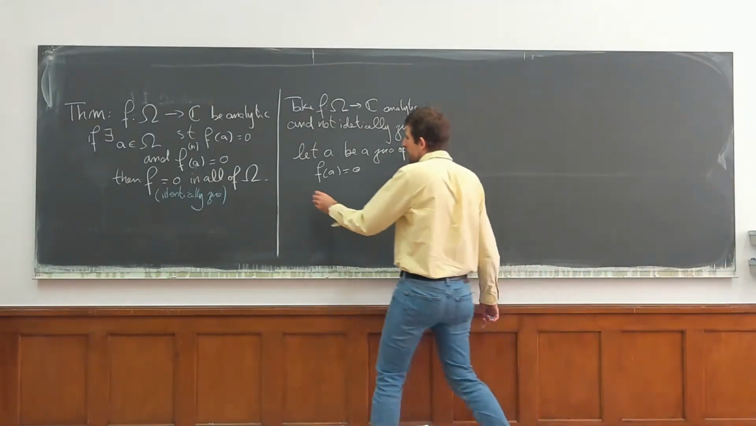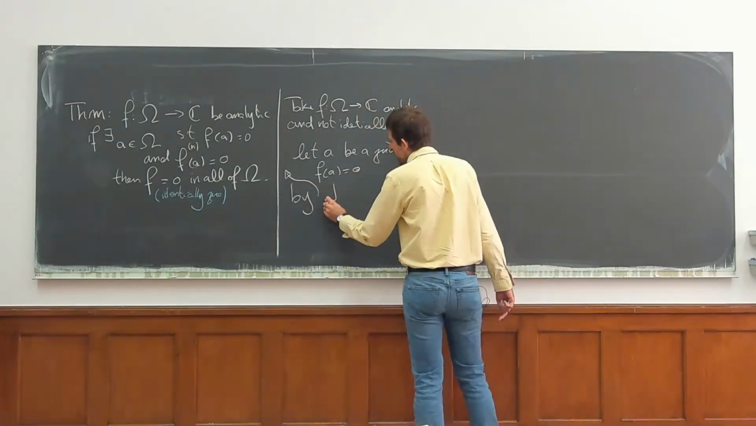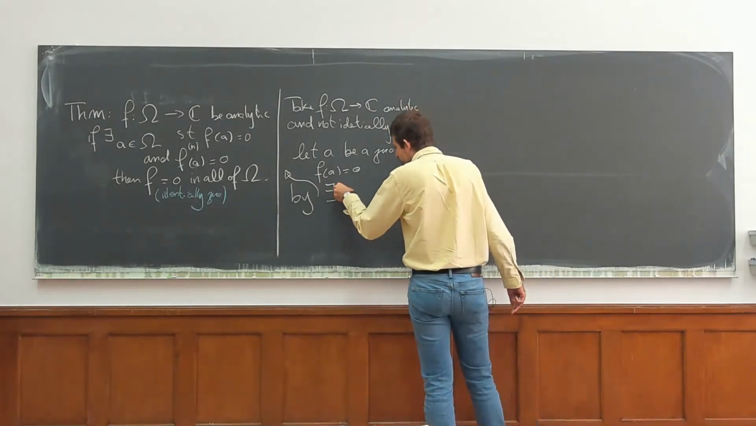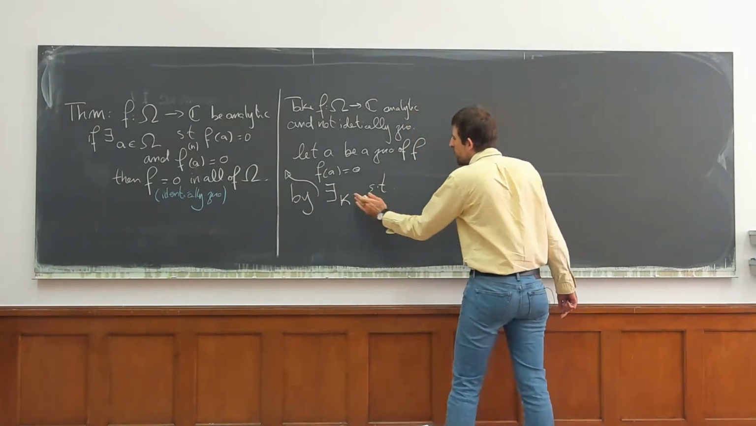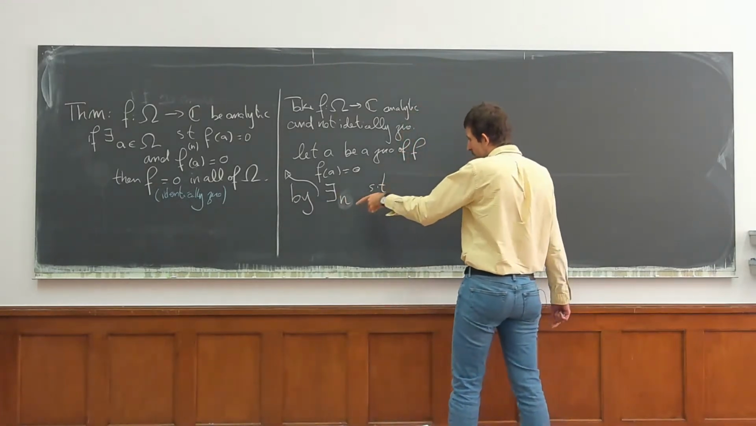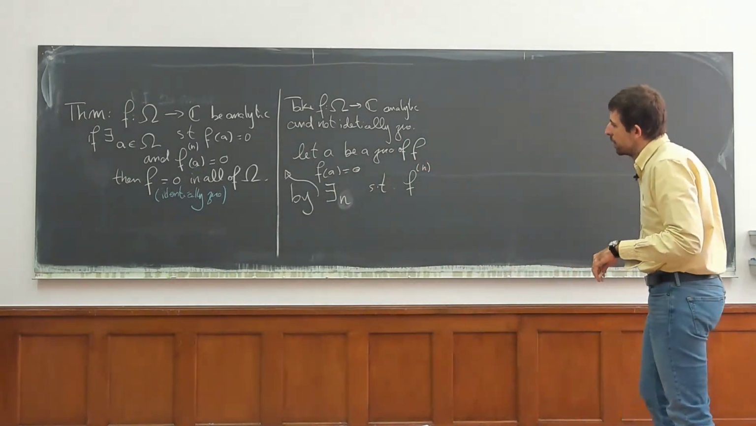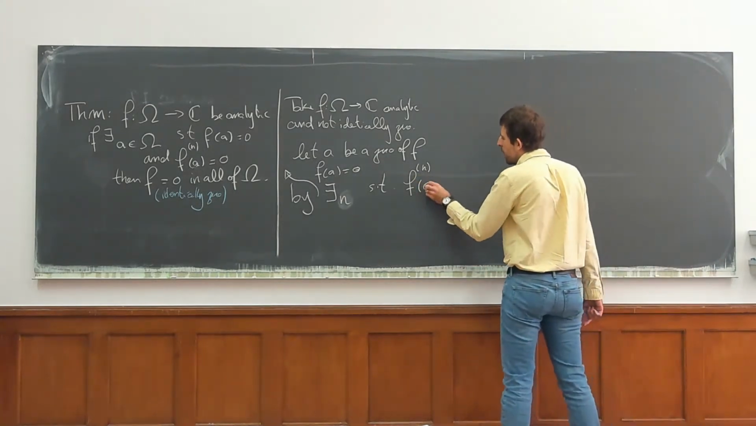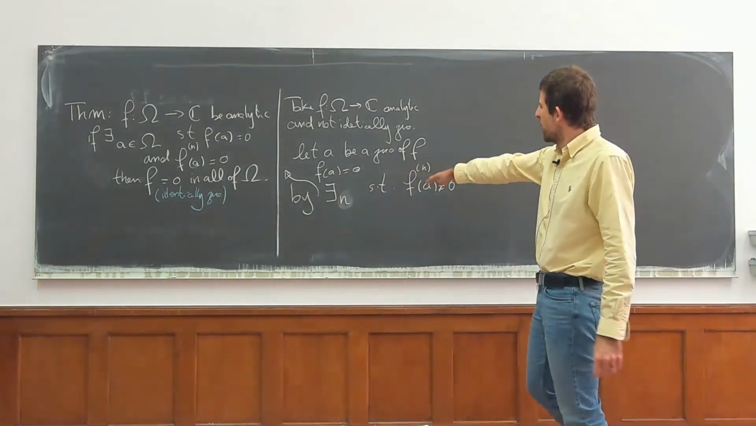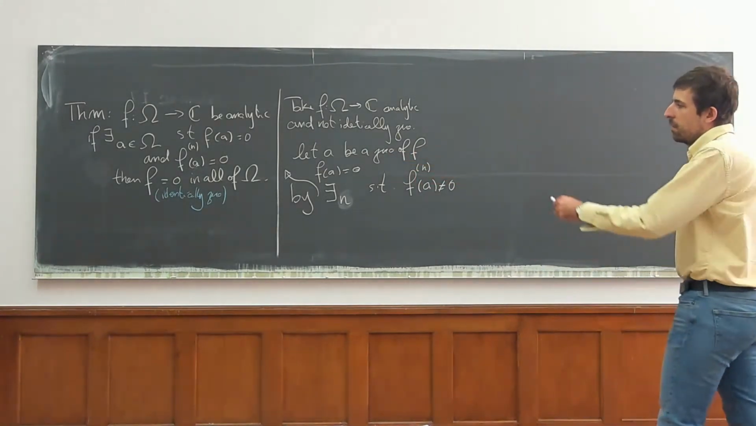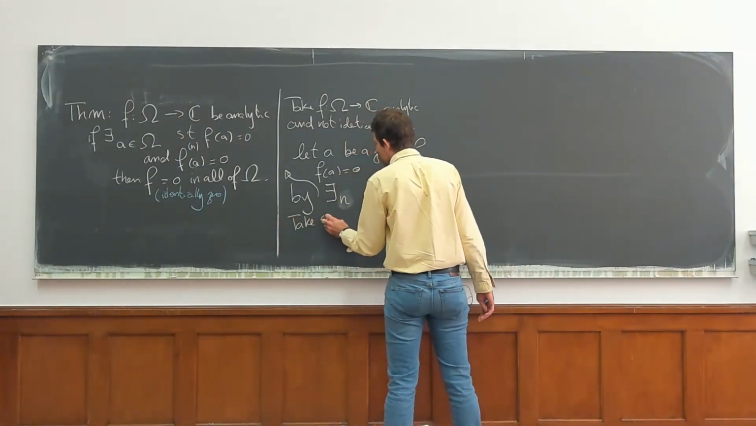So f of A is 0. But by that theorem, we have that there must exist some positive n, let's use n, that's the same letter we use over there, such that the nth derivative of f at A is not 0. Because otherwise, if all of them were 0, then the function would have to be identically 0. And let's take the smallest one.